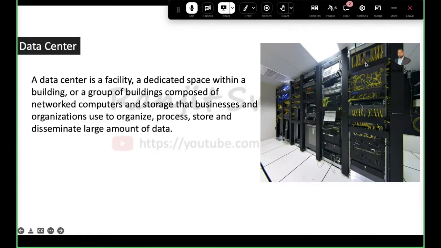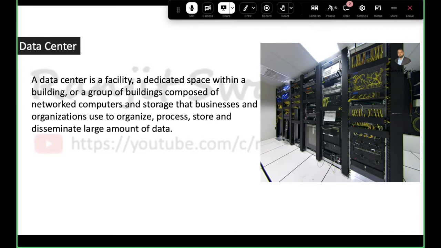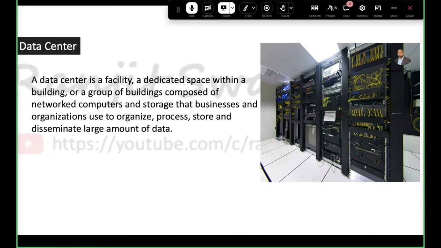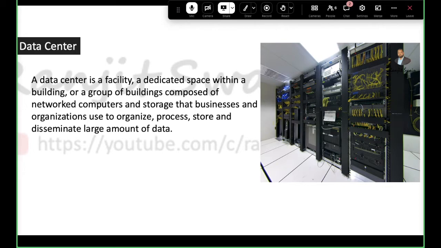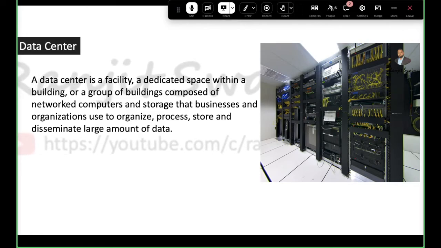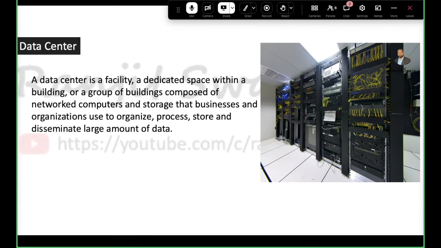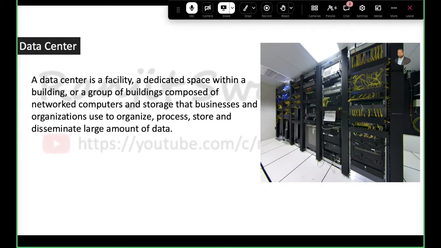So next one is the data center. The data center is a facility, a dedicated space within a building or a group of buildings, composed of networked computers and storage that businesses and organizations use to organize, process, store and disseminate large amounts of data. You would have seen this in your companies, right? You will see cables, networking and storage, everything will be there. That's called a data center, which has lots of networks, wires, cables, storage, CPUs, networking, everything set up in a place where all this data will be kept.